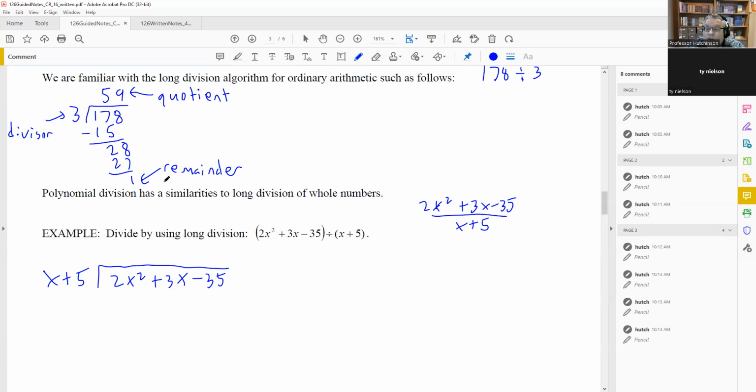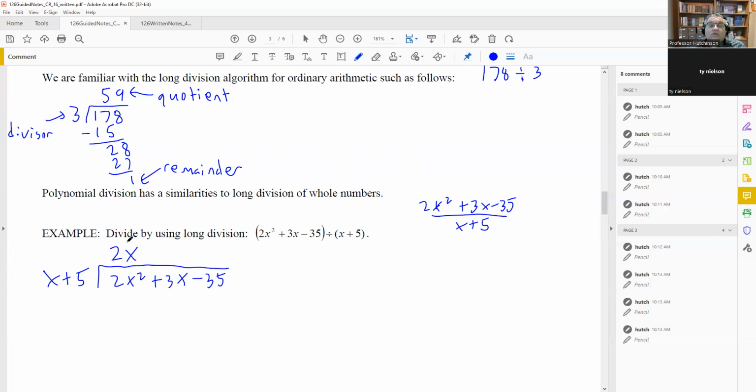Okay, now the way that we're going to do this, if we look at the numerical example, we're basically seeing how many times 3 goes into just the first part, 17. Well, similarly, we're going to do the same thing here. We're going to see how many times x goes into 2x squared. In other words, what do we have to multiply x by in order to get 2x squared? So if I have x and I want to go to 2x squared, I'll have to multiply by a 2, and I also have to multiply by an x. X times 2x is going to give me the 2x squared.